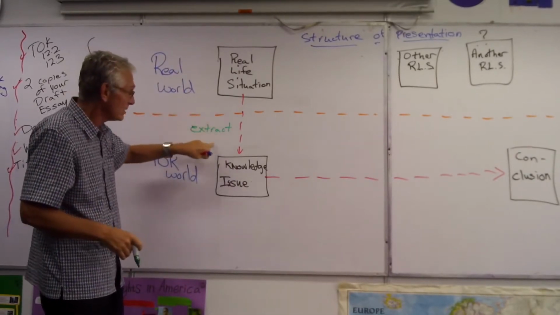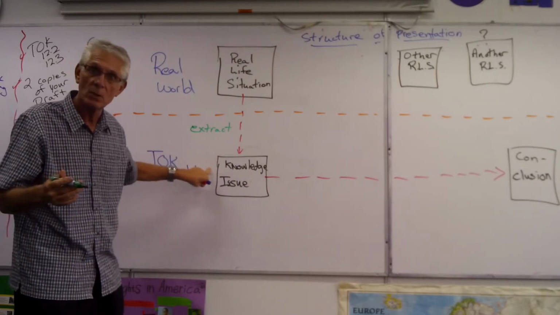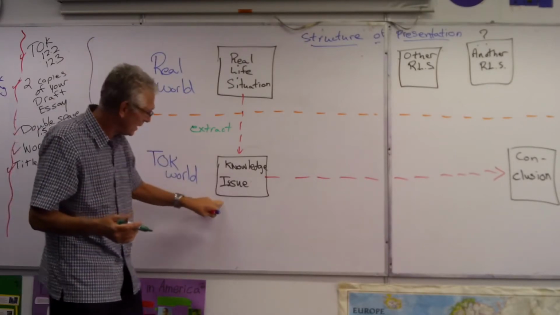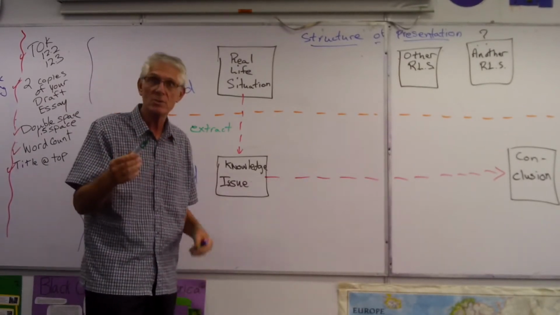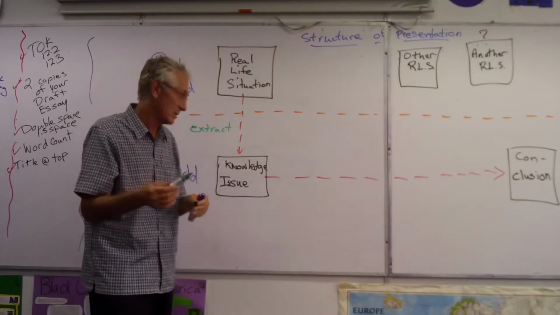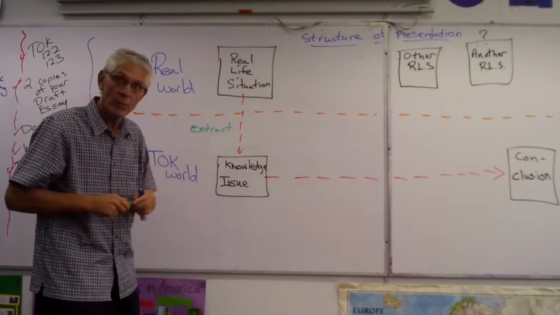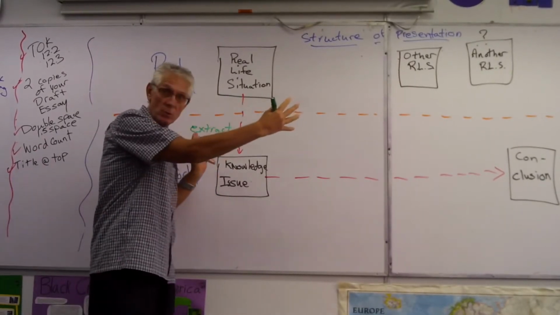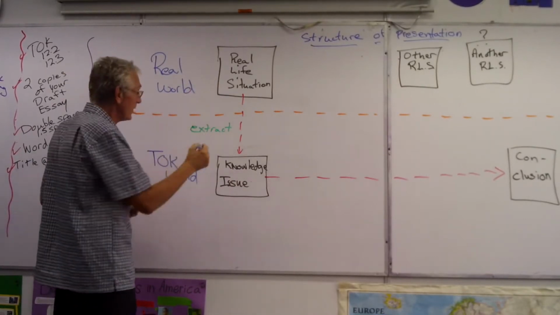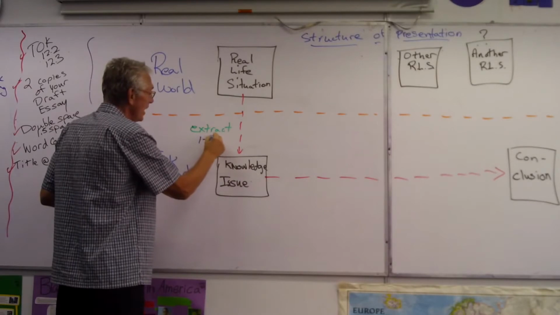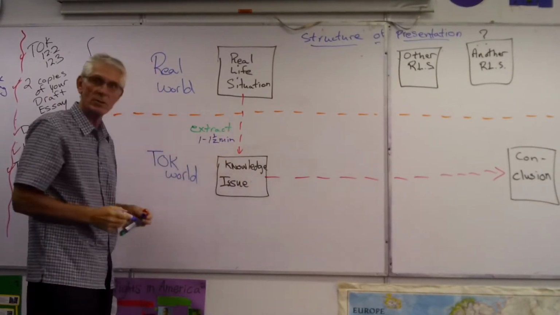So from that, I will extract a KI that might be something along the lines of: how reliable is evidence in the human sciences? To do that whole thing, you've got 20 minutes for the whole presentation. To do what I've just done, you should figure on 1 to 1.5 minutes to extract your KI.